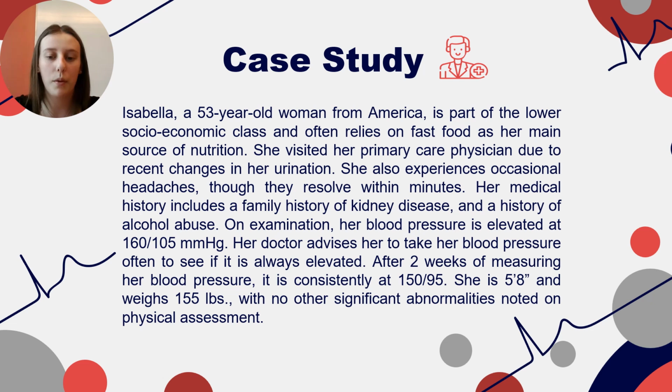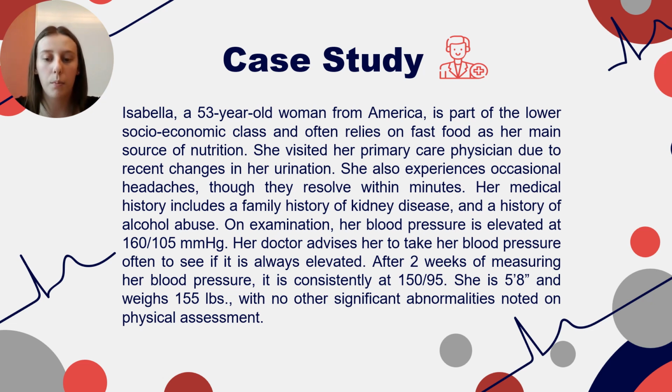Isabella, a 53-year-old woman from America, is part of the lower socioeconomic class and often relies on fast food as her main source of nutrition. She visited her primary care physician due to recent changes in her urination. She also experiences occasional headaches, though they resolve within minutes. Her medical history includes a family history of kidney disease and a history of alcohol abuse.